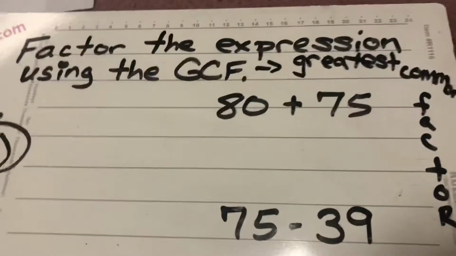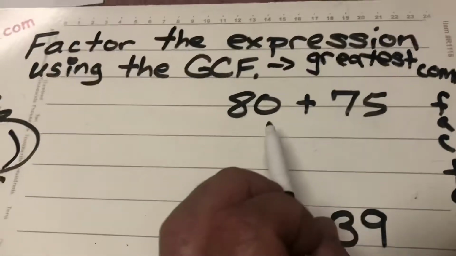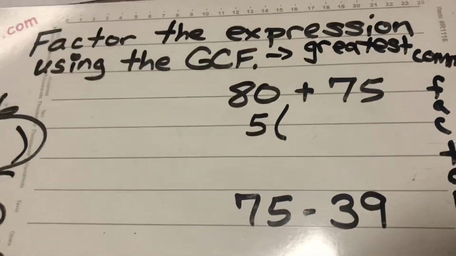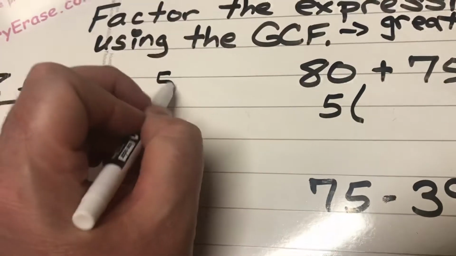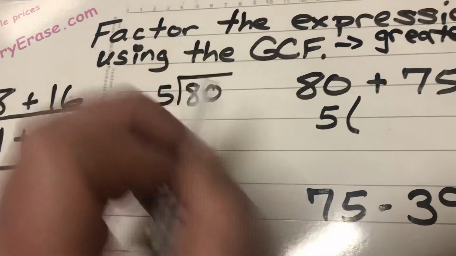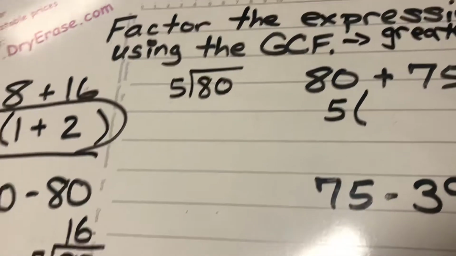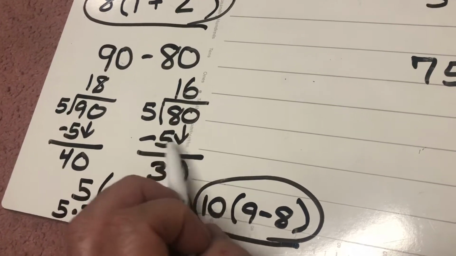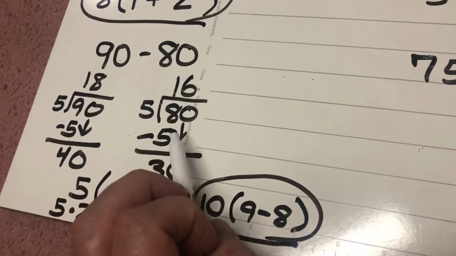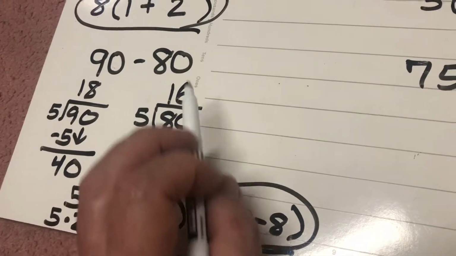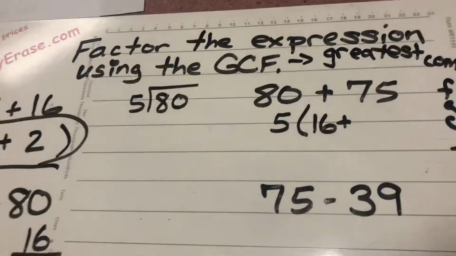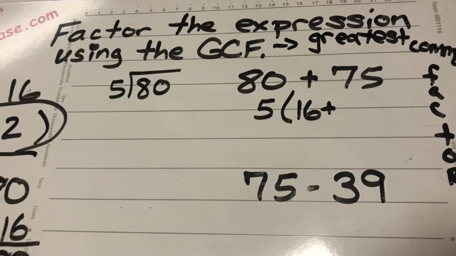When I go to this one, 80 plus 75, well, this ends in a 0, this ends in a 5, so I'm going to start with 5. I'm going to come over here, see how many times 5 can go into 80, okay? And I'm going to cheat a little bit. I remember doing that problem here. That's why it's always good not to erase your scratch work. 5 can go into 80 16 times, so I know that was right before, so I'm just going to put it there for this one.